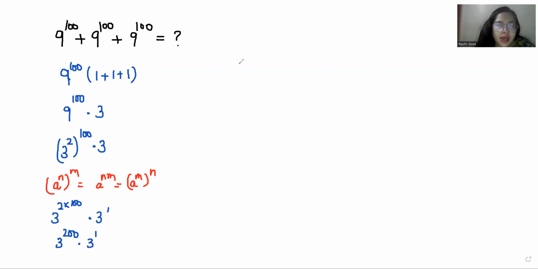Another exponent rule: x^m times x^n is equal to x^(m+n). So 3^200 times 3^1 is 3^(200+1), which is 3^201.